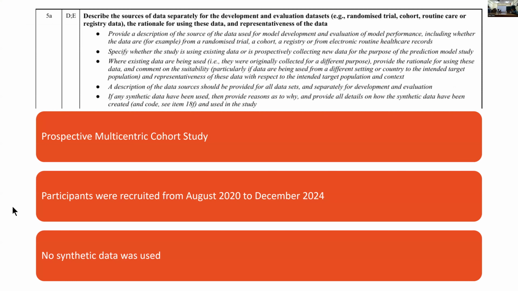As for the methods that they used, this was a prospective multi-centric cohort study. The study was done in 13 tertiary hospitals in the UK. Participants were recruited from August 2022 to December 2024. Now, some stratification models use synthetic data. If they're using an AI model, they may generate synthetic data. So for that part of the questionnaire, you have to mention whether any synthetic data was used. This was a prospective trial in which patients were recruited going forward. So there was no synthetic data that was used in this trial.